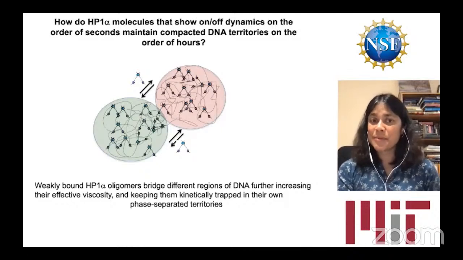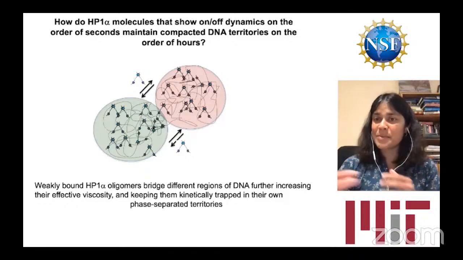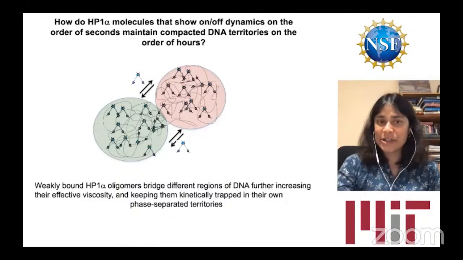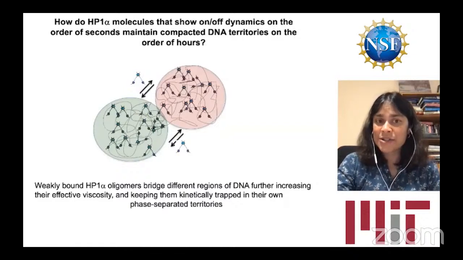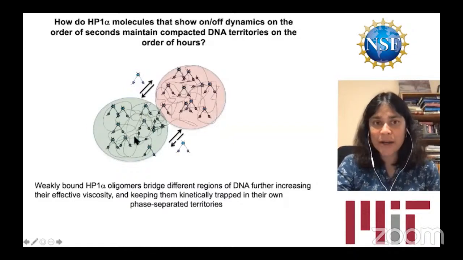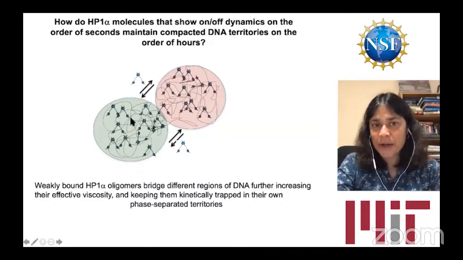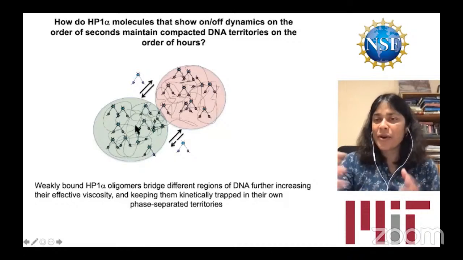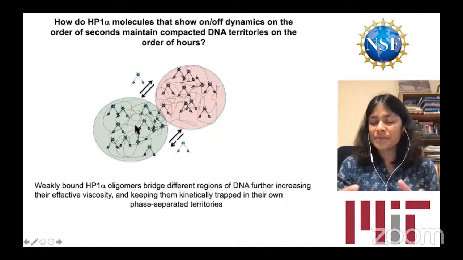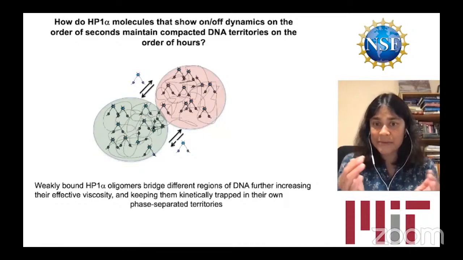So we know that HP1 molecules can oligomerize. We know that they can bridge across different parts of chromatin and different parts of DNA. And we know that HP1 molecules, as shown by the DNA curtains assay, can dramatically compact the DNA. And so we now have a working model where HP1 molecules, even though they're weakly bound, because they can oligomerize, they can cross-bridge across DNA and form multiple interactions that hold the DNA in place and allow folding of the DNA into a small and compact territory.